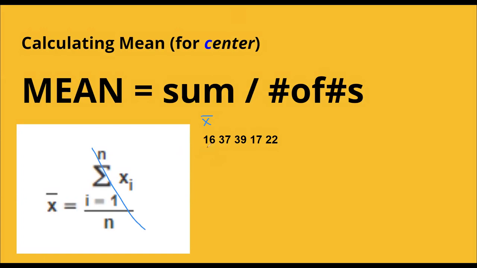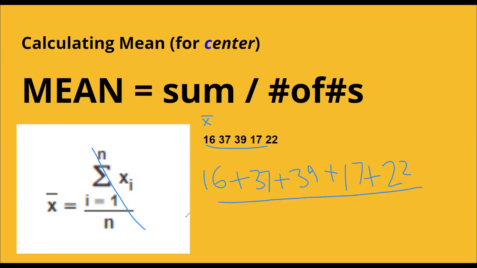to just add all these numbers. So let's say we're trying to find the mean of this. So we're going to do 16 plus 37 plus 39 plus 17 plus 22. That's on the numerator. On the denominator, it's the number of numbers. 1, 2, 3, 4, 5. There are 5 numbers. This formula is saying the exact same thing, but in more difficult terms.